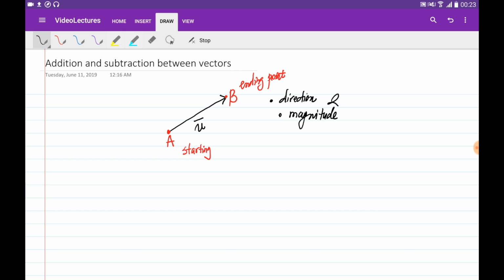In this video we're going to talk about how to add and subtract two vectors geometrically. We can move vectors to any place on the coordinate system as long as we don't change the direction or the magnitude of the vector. If you don't change the direction or the magnitude, you can place this vector somewhere else, and it is going to be the same vector.